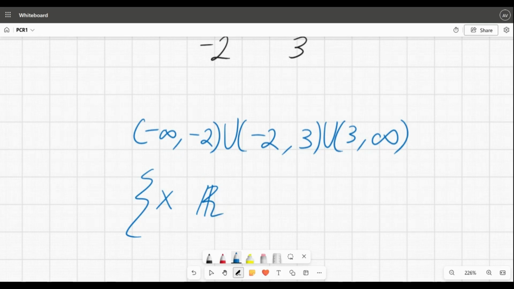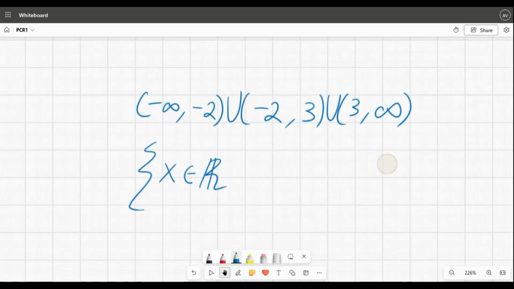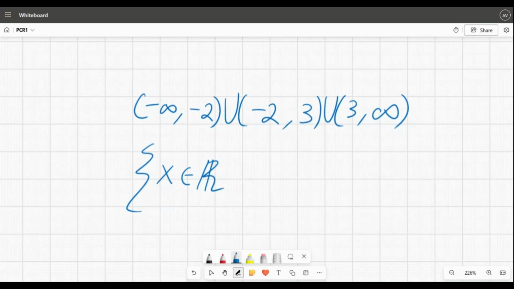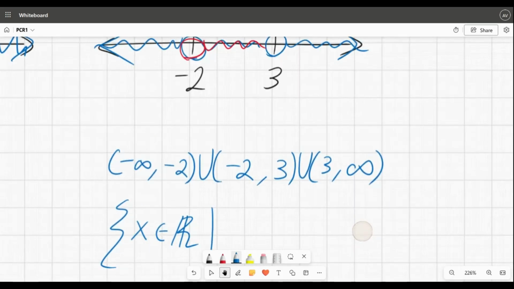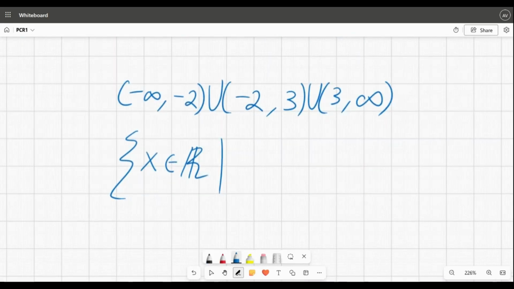And to say that x is part of all real numbers, we do a backwards 3, because it's a little curvy. This basically just means x is an element of. You see the e there? Then we do a line to show that there are exceptions, because x is not all real numbers. x cannot be -2 and 3.